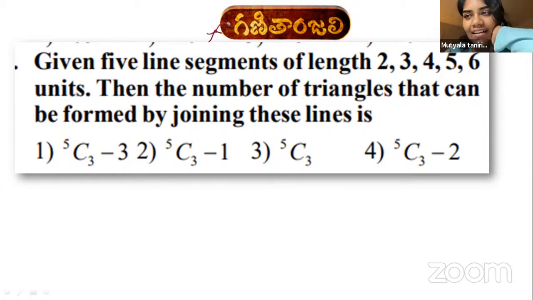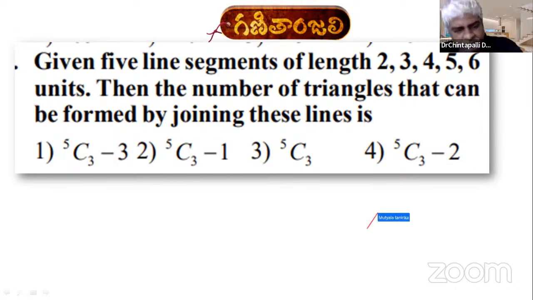Sir, I think it's 5C3, sir. Yes, ordinary thinkers' answer is 5C3. But there is some twist in it. The number of triangles that can be formed. Can you draw a triangle whose measurements are 1, 2, and 7? Try to draw on the board screen.